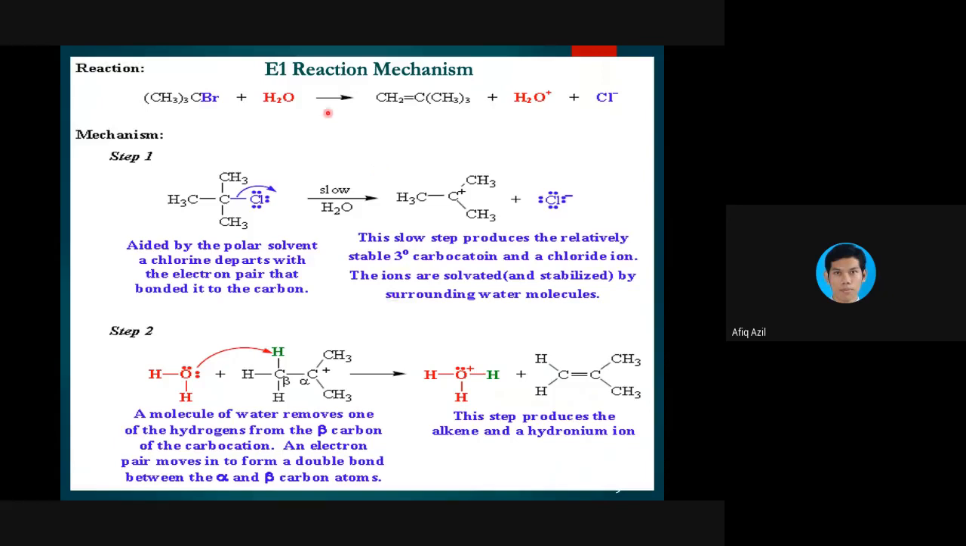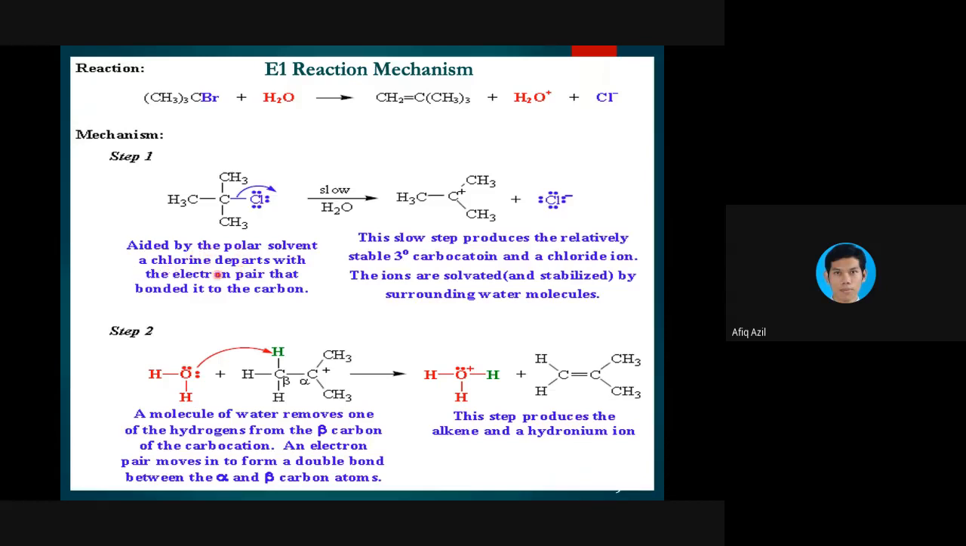The next mechanism is E1. E1 is a two-step mechanism. The first step is the formation of a carbocation. This is the same as in the SN1 reaction, in which your substrate or alkyl halide will first form the carbocation. Only then can the nucleophile or the base come in and react with the carbocation. This reaction is aided by a polar solvent.